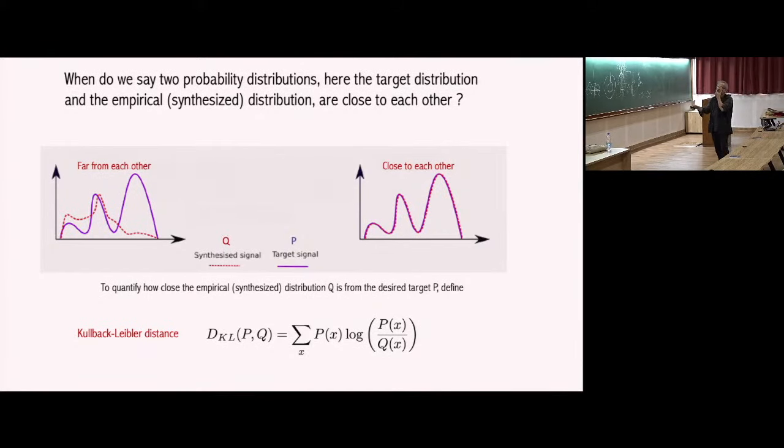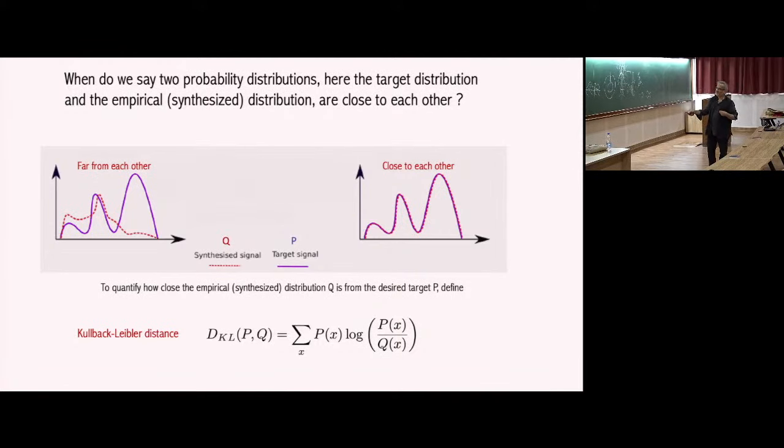So can you quantify this? What is closeness or farness? To quantify how close the empirical or synthesized distribution Q is from the desired target distribution P, you define the Kullback-Leibler distance. This is one metric or one distance measure that tells you how far is one distribution from the other. There are many that you can use. This is a metric that is inspired from information theory.